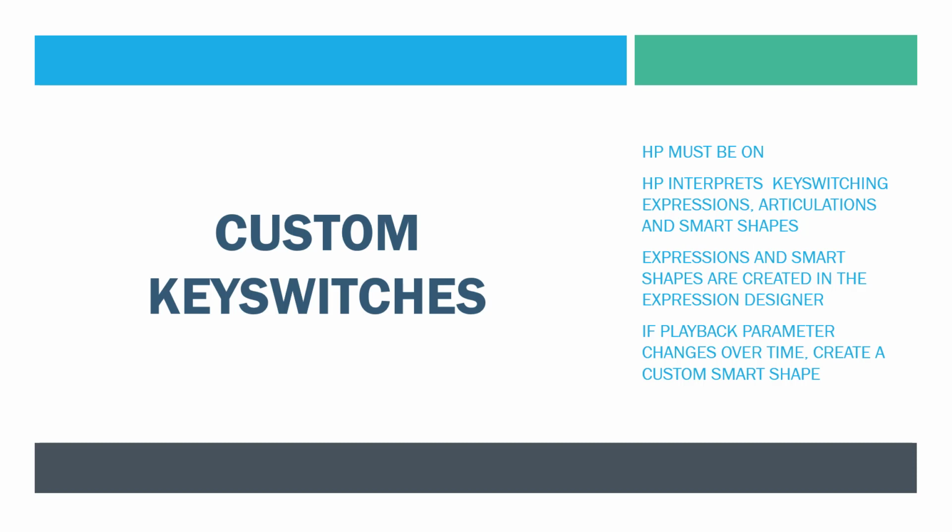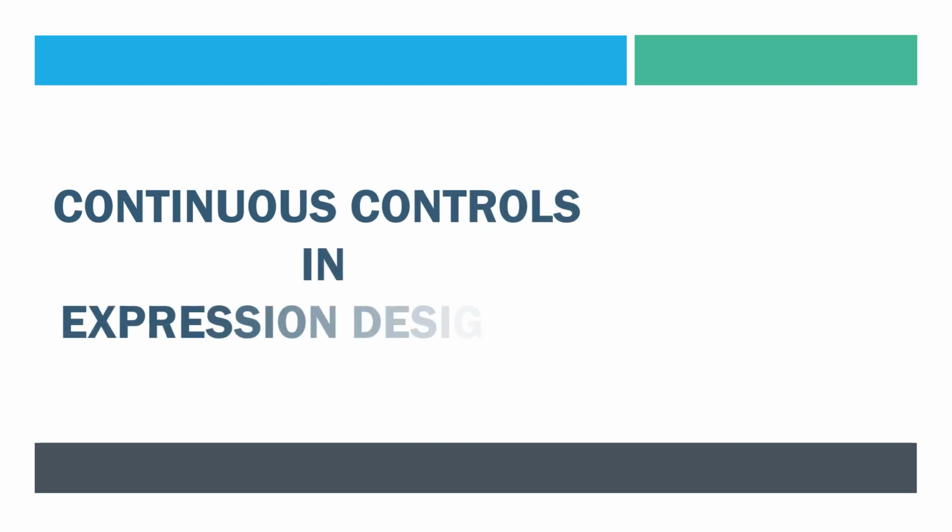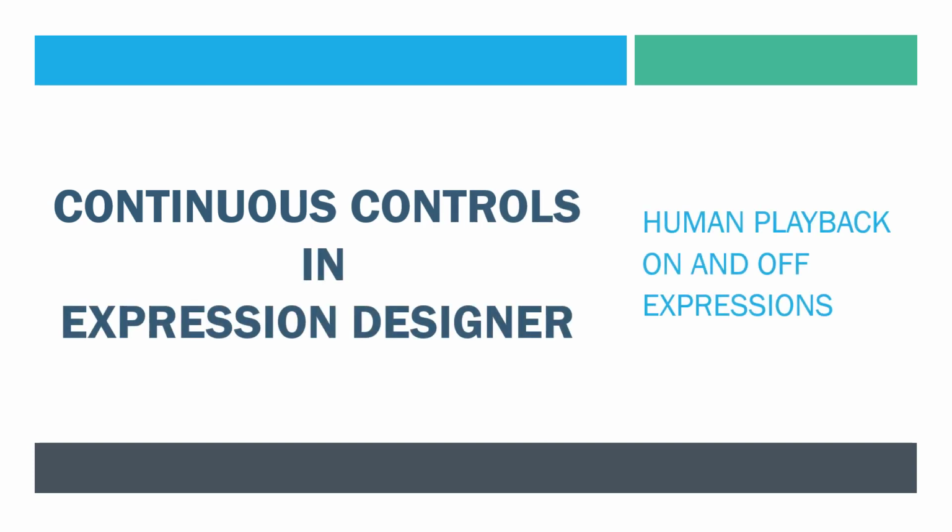You must have the HP human playback on. The expressions and smart shapes are created in the Expression Designer, and if a playback parameter changes over time, that's when you use a custom smart shape. One efficient way to handle continuous control commands is to create a custom item in Expression Designer. We're going to look at the human playback on and off expressions in the score.